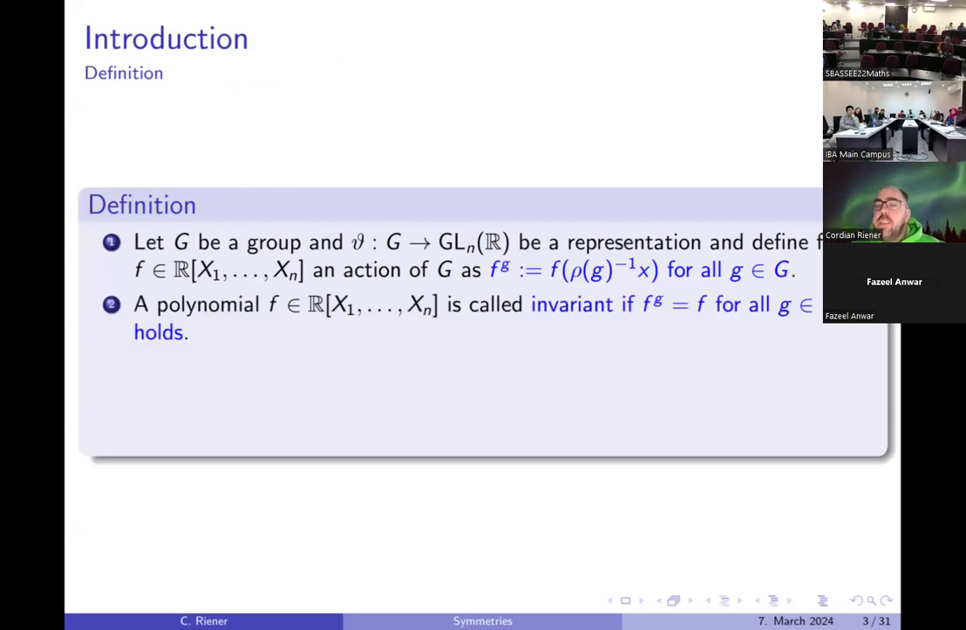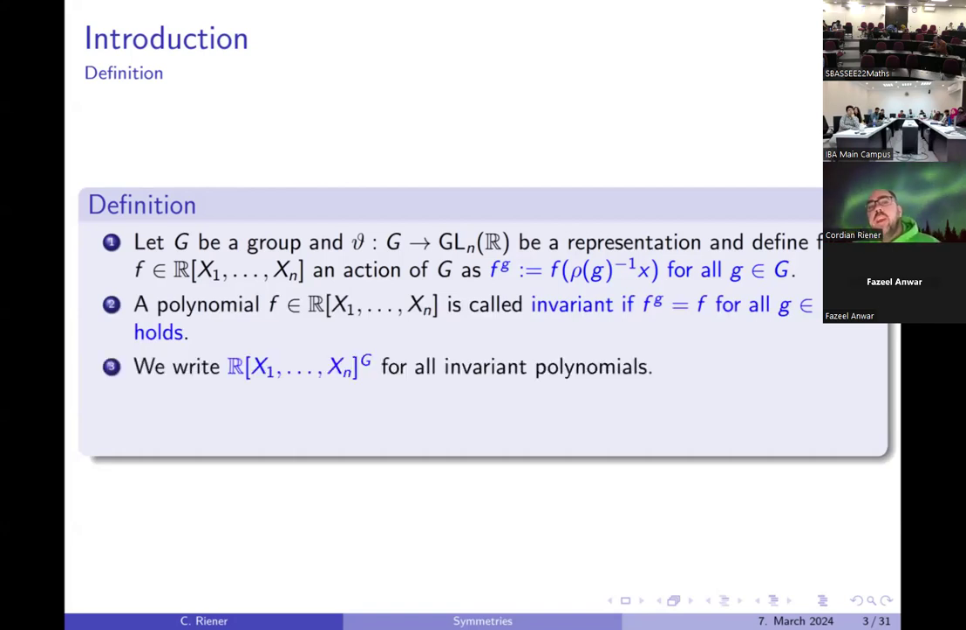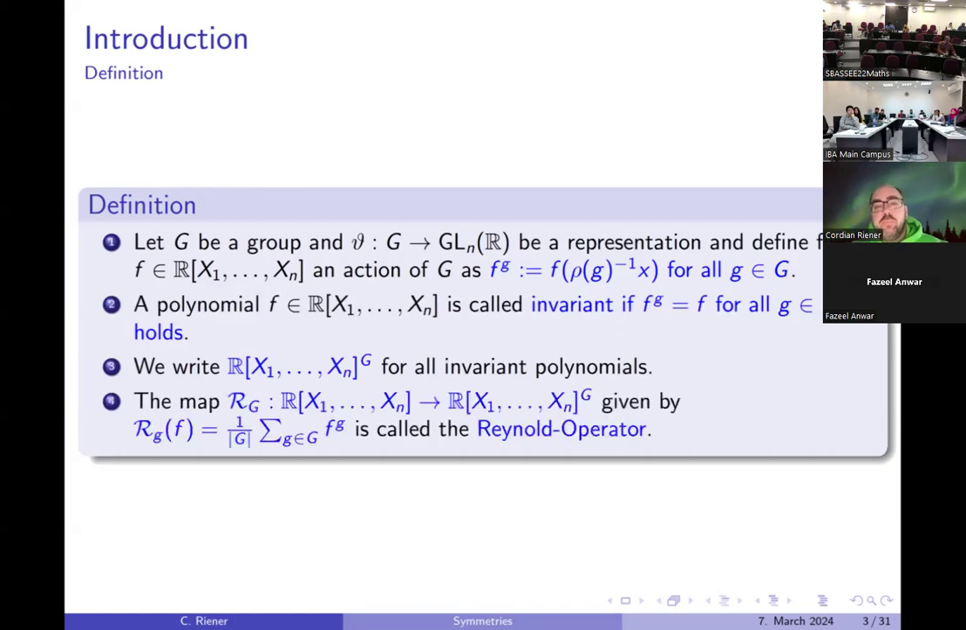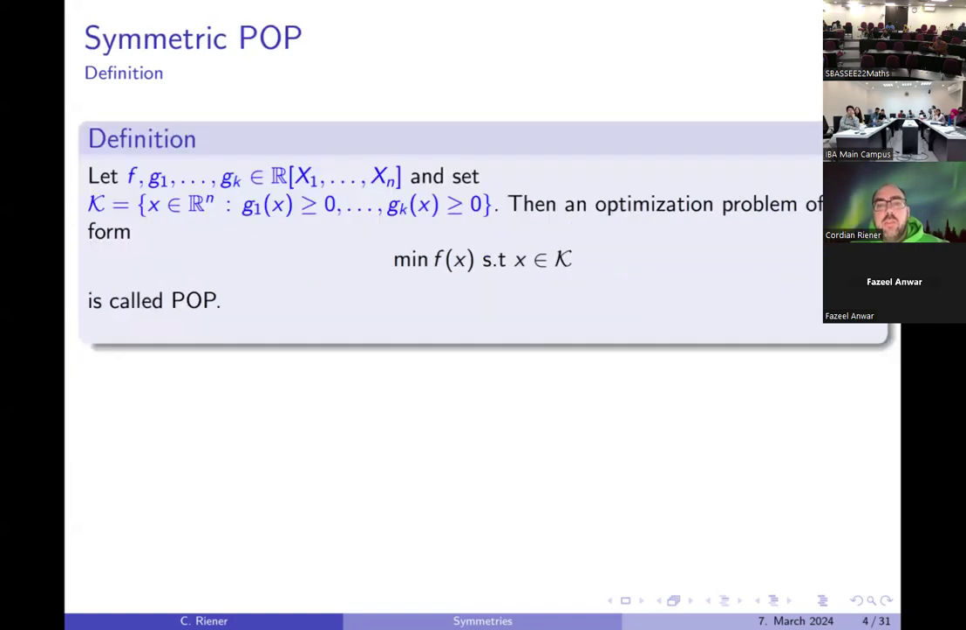And again, I say a polynomial is invariant if the group action does not change anything in the polynomial. And again, I write R[x]^G for the ring of invariant polynomials. Again, this is a subalgebra, a subring. And we had already seen this important operator, the Reynolds operator, and of course this is defined in exactly the same way. So this is just a repetition. All these things we have seen in the second lecture, actually. So this was nothing new.